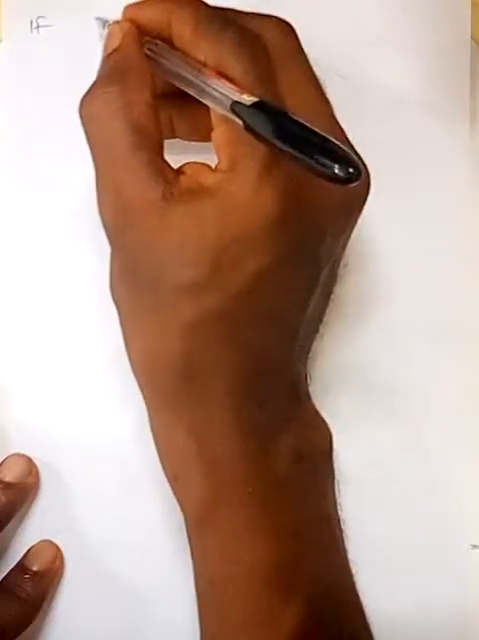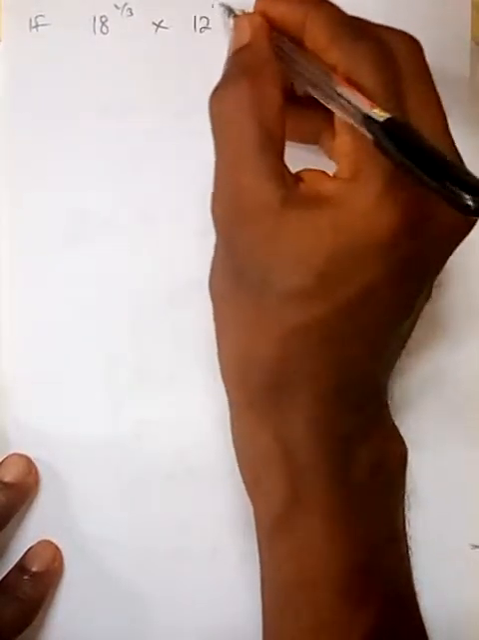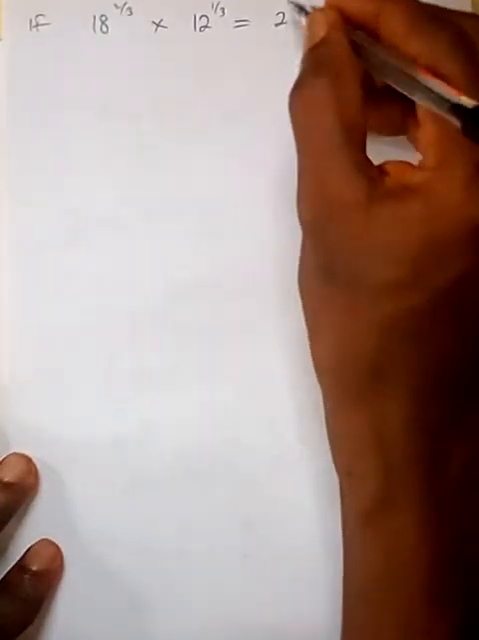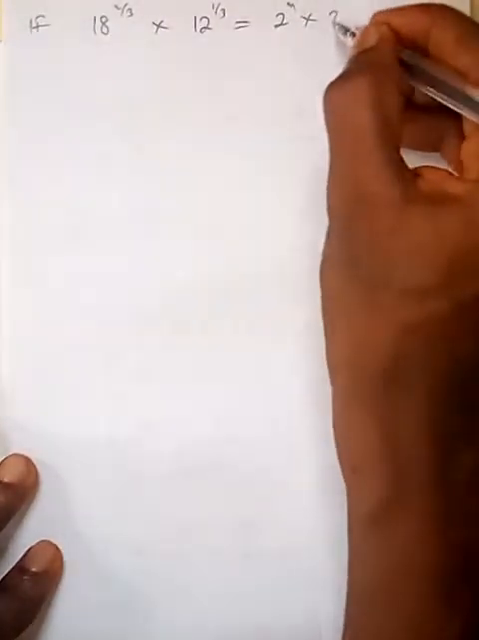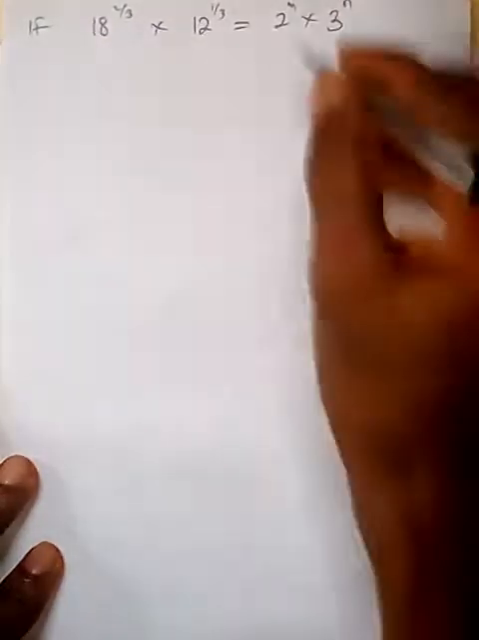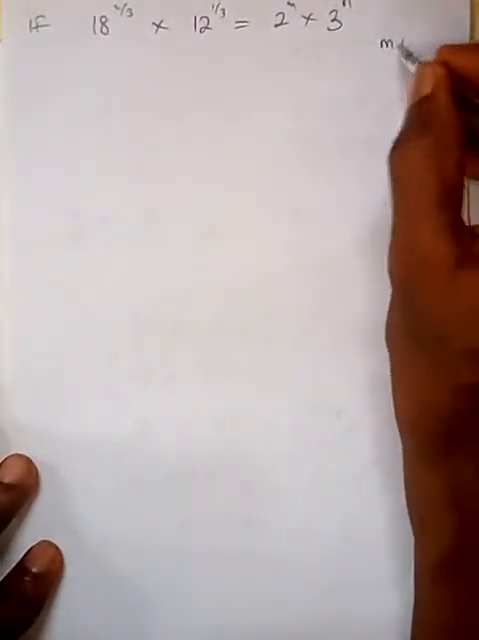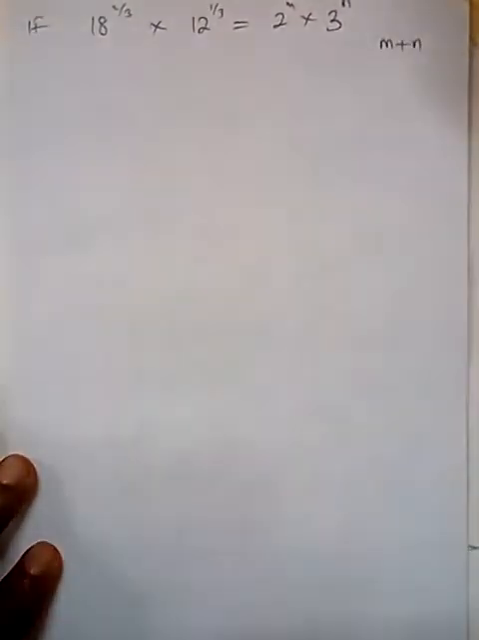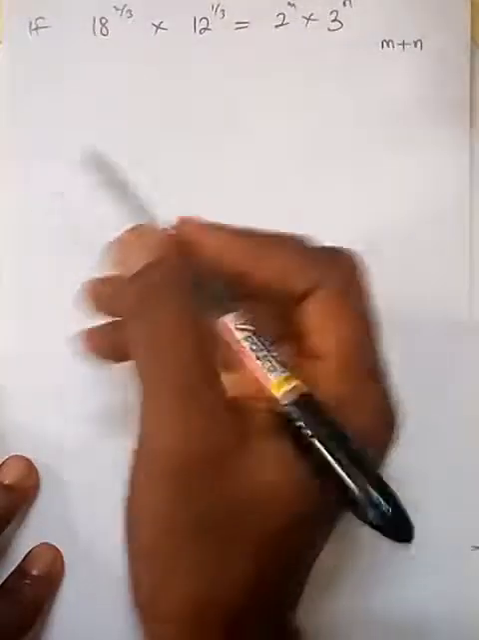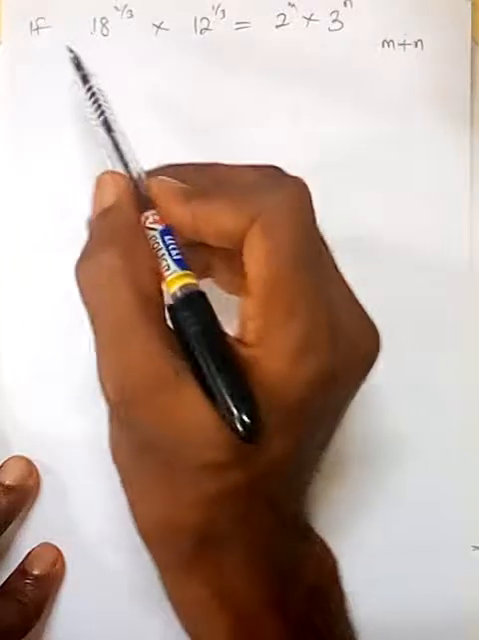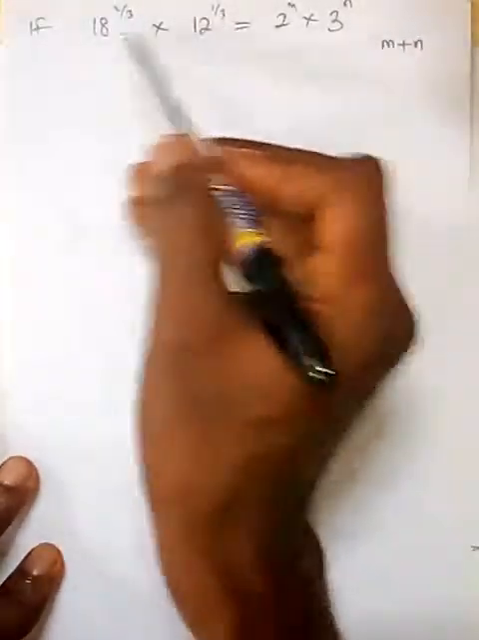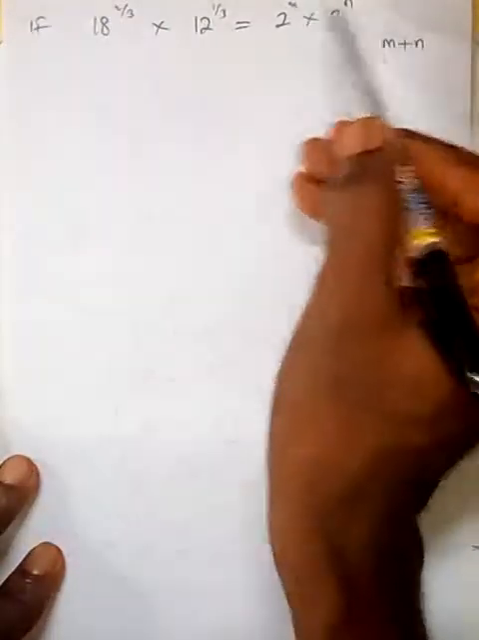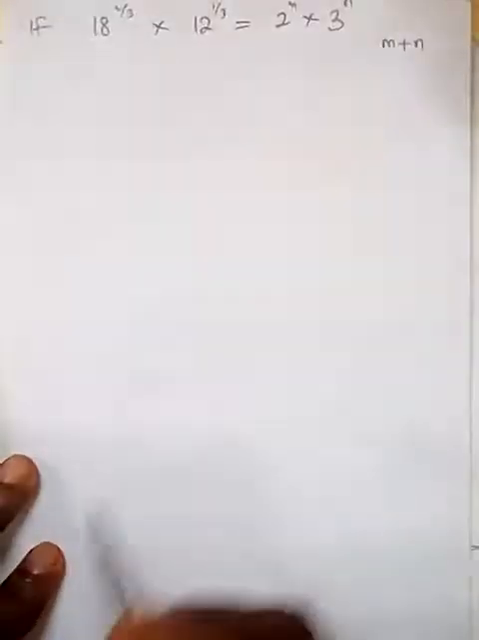if 18 raised to power 2 over 3 times 12 raised to power 1 over 3 is equal to 2 raised to power m times 3 raised to power n, we should find the value for m plus n. Okay, so if you look critically, they want you to take these two half bases of 2 and 3, combine them, compare the powers to m and n. So when you get m and n, add m and n.